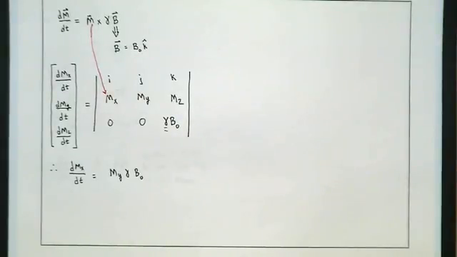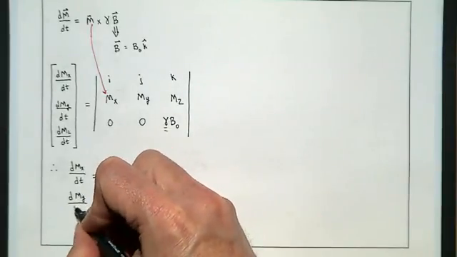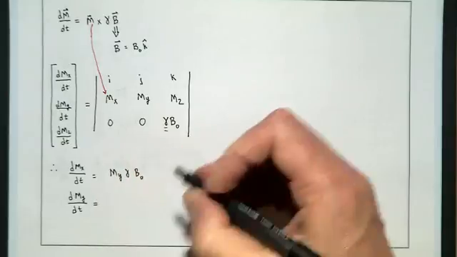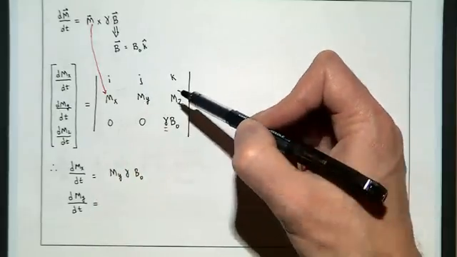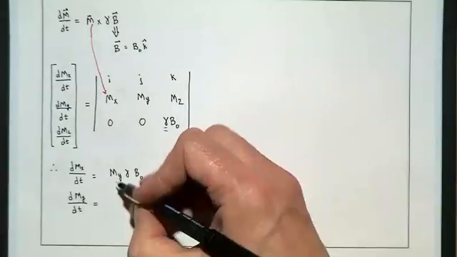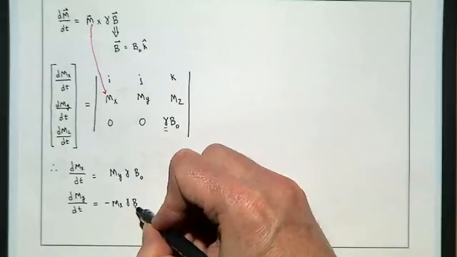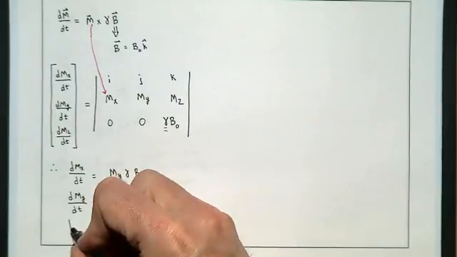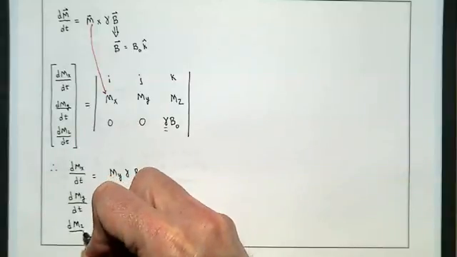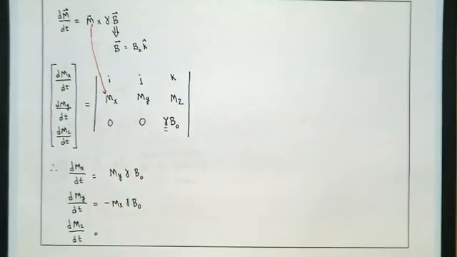Mostly nods. Okay. So I'm going to write my dmy dt similarly. I just get it out of the determinant matrix along the j direction, and I end up with 0 times mz minus an mx gamma B0. And then the last one is just what happens to dmz dt. And what do I have? Just 0.